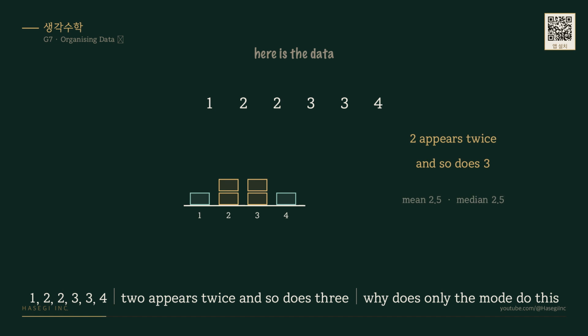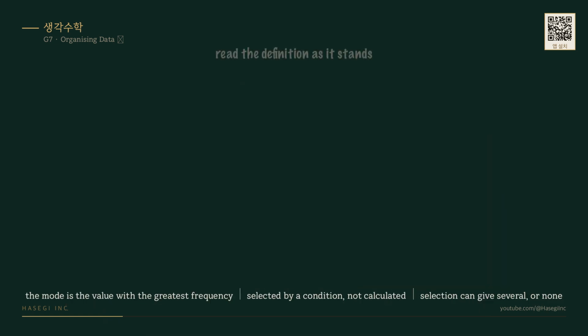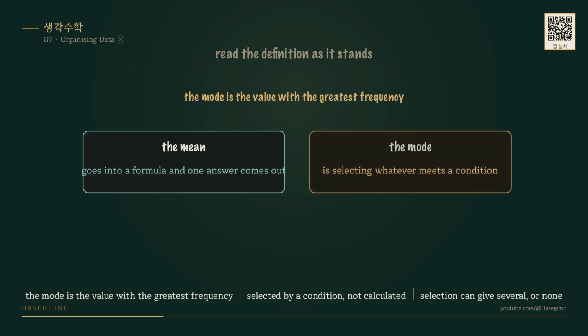Why is the mode different? Is the rule simply unfinished? Read the definition exactly as it stands. The mode is the value with the greatest frequency. It is not built by a calculation. It is selected by a condition.